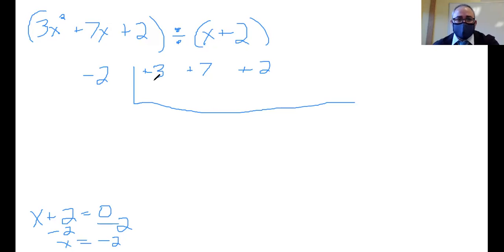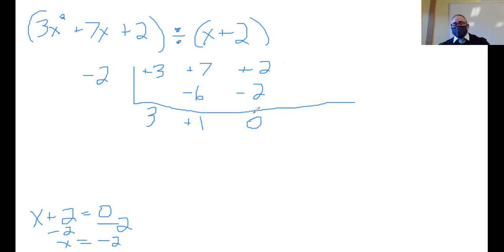You just drop your first coefficient down, so 3 just gets dropped down. -2 times 3 is -6. You put that -6 over here, and then you add these. So I'm multiplying this way, and then I'm adding this way. 7 plus -6 is +1. -2 times 1 is -2. And then +2 plus -2 is 0.